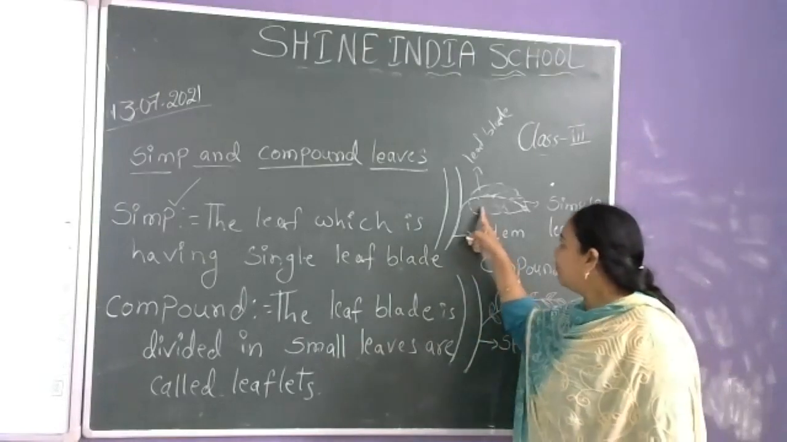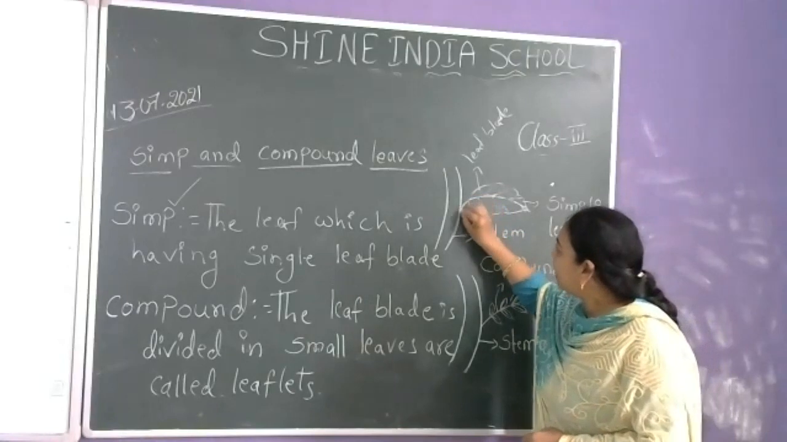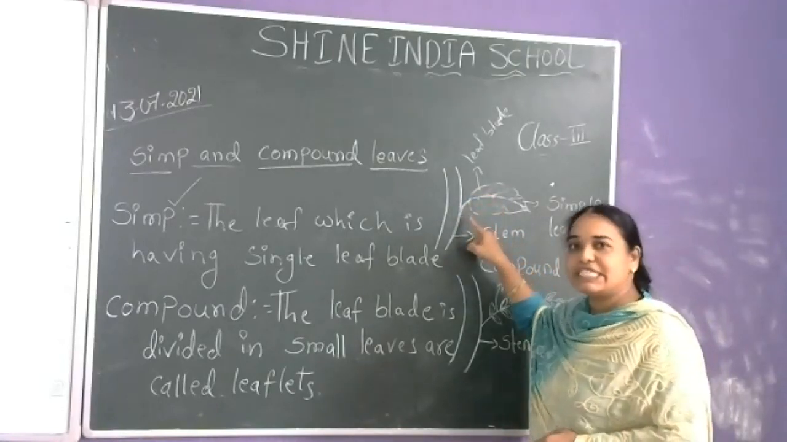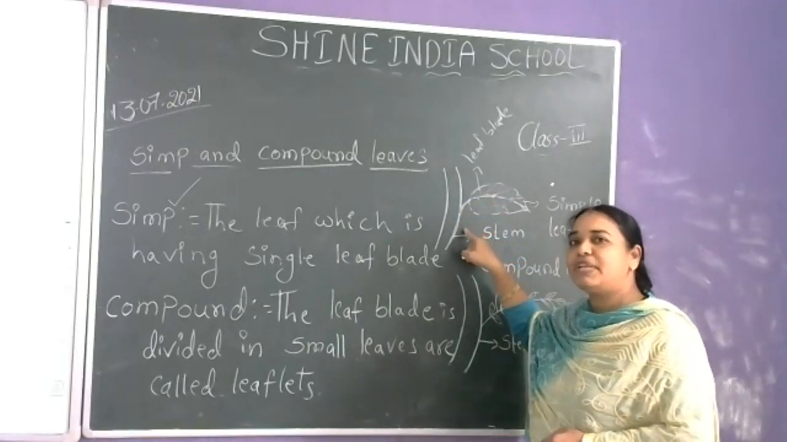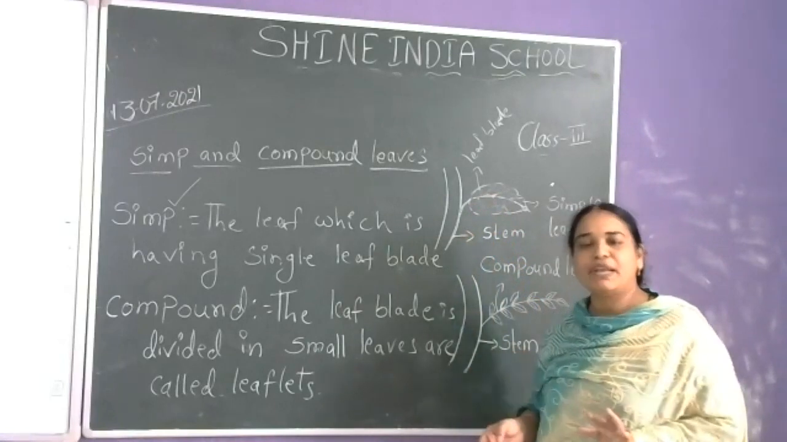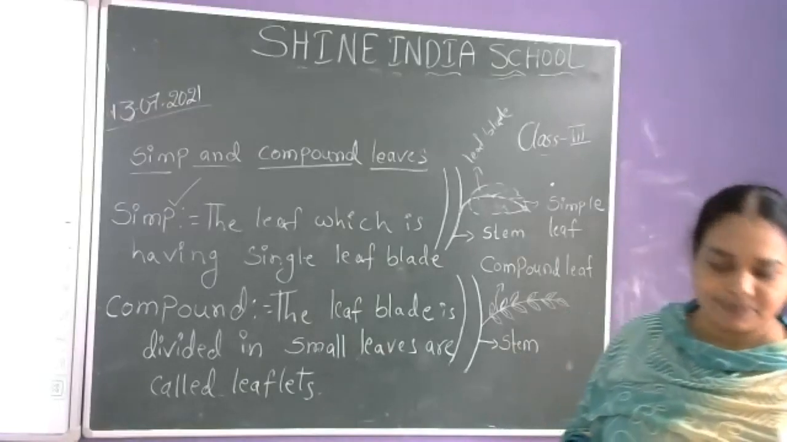So only one leaf is there, and that too, that is a simple leaf, directly attached to the stem with the help of a stalk. Such leaves are called simple leaves. For example, hibiscus, mango, and creeper. A number of trees are like that, having simple leaves.